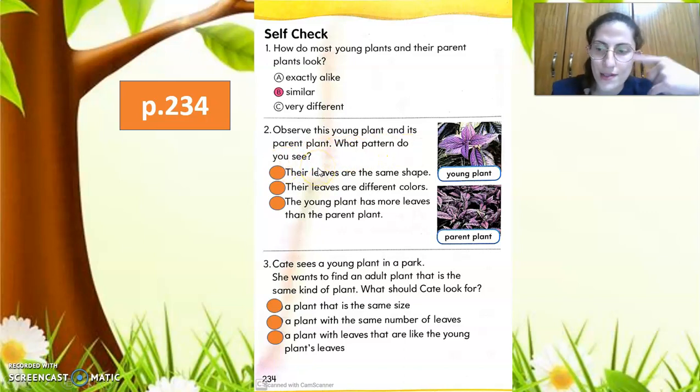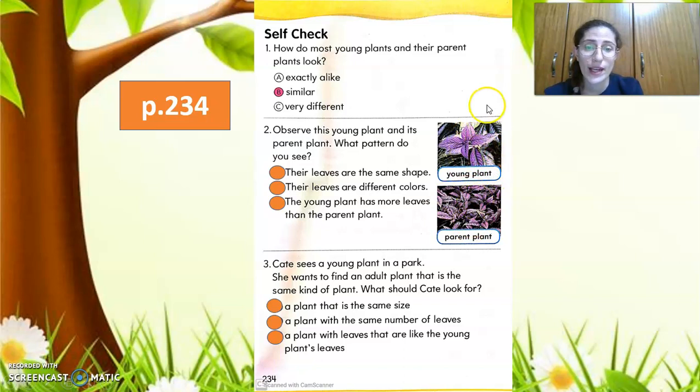Remember, a pattern is something that is repeated. So what is a pattern? A pattern is something that is repeated. So this is the young plant and this is the parent plant. A, their leaves are the same shape. B, their leaves are different colors. C, the young plant has more leaves than the parent plant. What do you guys think?